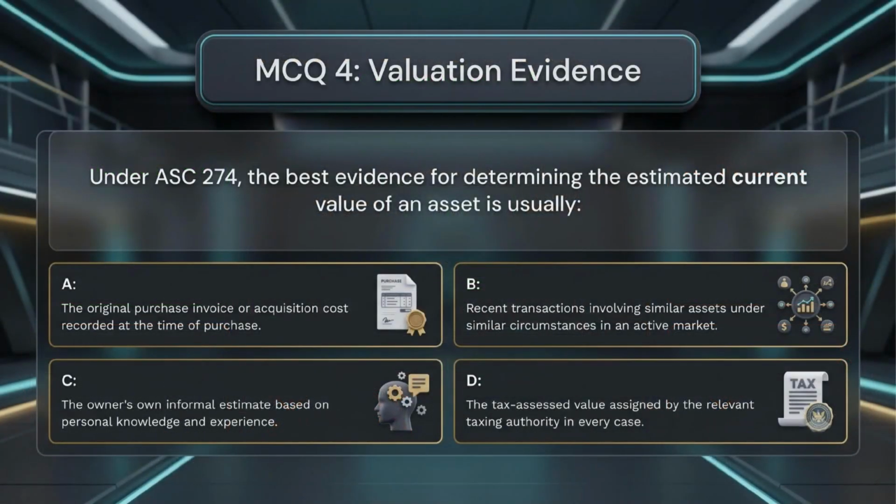For MCQ 4, think about valuation evidence. ASC 274 is not asking for a guess and it is not asking for the oldest available number. The best evidence usually comes from recent transactions involving similar assets under similar circumstances. So compare the options based on supportability. Which answer gives the preparer the strongest objective basis for estimated current value?